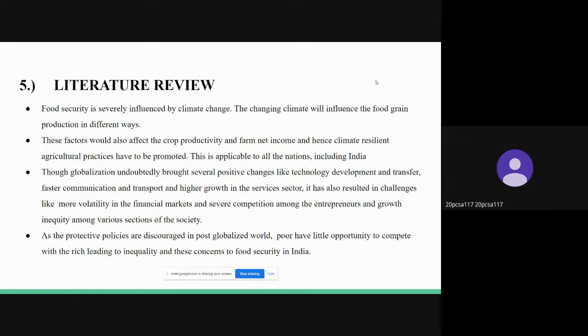We have also seen before, mainly climate will influence the food grain production in different ways. For example, if a place is cool or warm, the ripening and processing will be faster. So these factors will also affect the crop productivity and farmer income, and hence climate resilient agricultural practices have to be promoted. So humans are not at all used for these things because the full field is monitored by one thing.